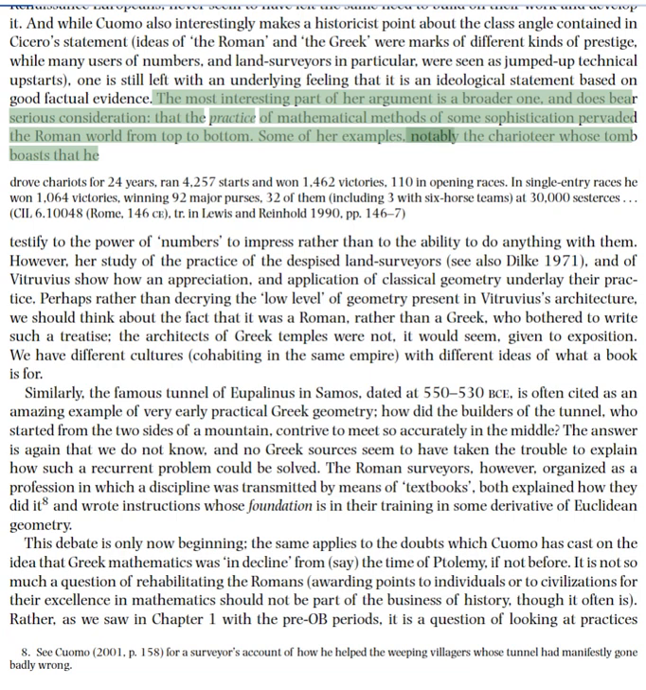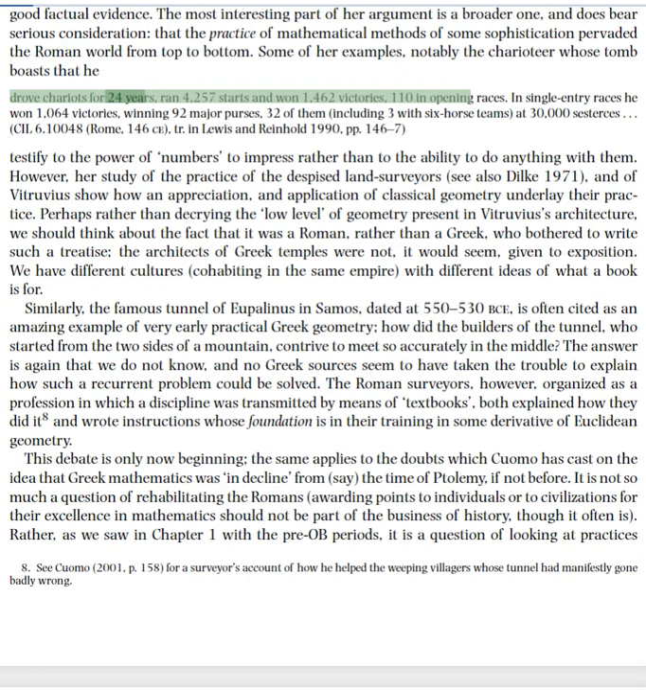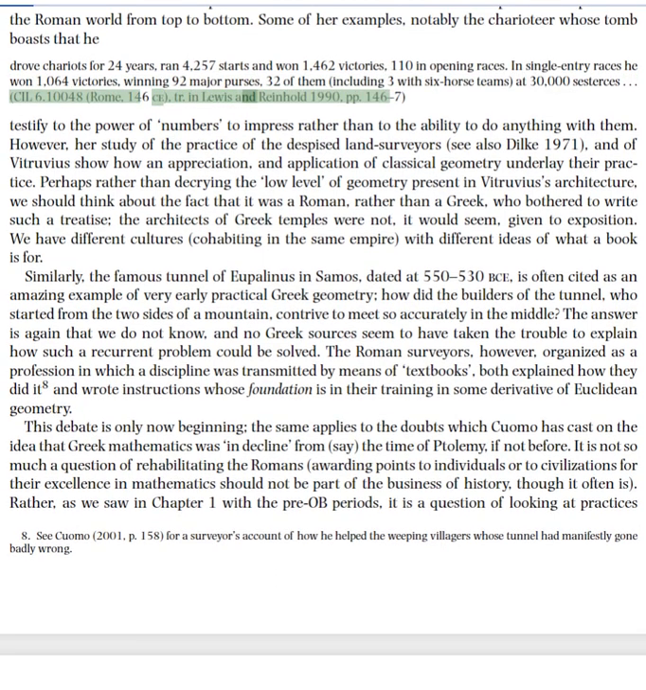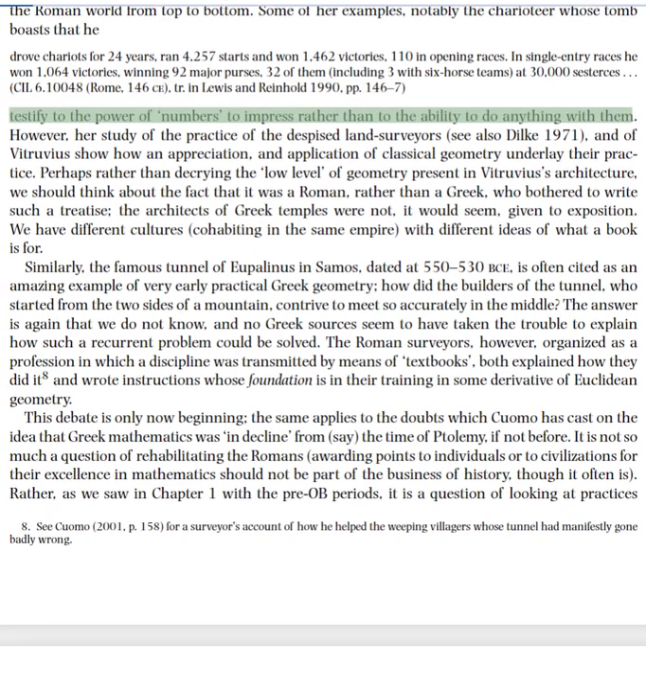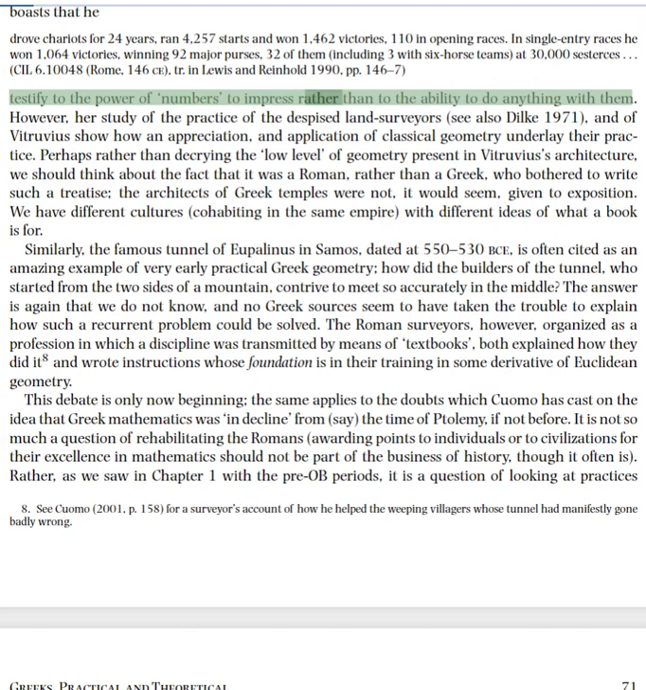Some of her examples, notably the charioteer whose tomb boasts that he drove chariots for 24 years, ran 4,257 starts and won 1,462 victories, 110 in opening races. In single-entry races he won 1,064 victories, winning 92 major purses, 32 of them at 30,000 sesterces. Lewis and Reinhold 1990, pp. 146-7. Testify to the power of numbers to impress rather than to the ability to do anything with them.